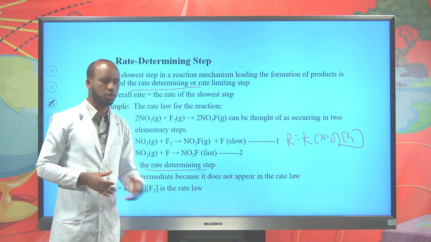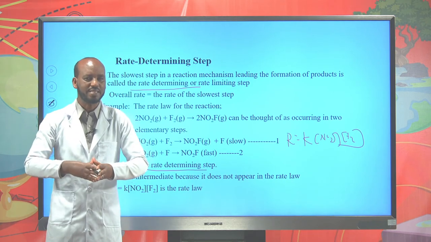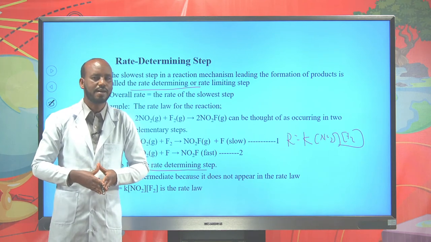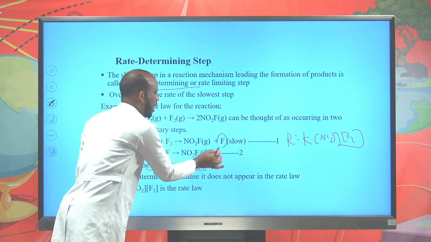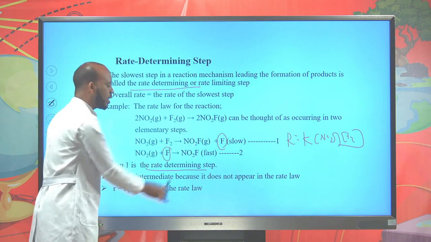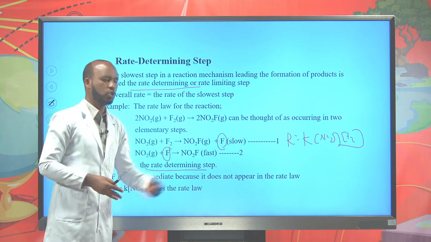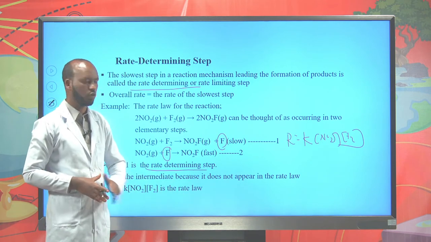F is the intermediate. Intermediates are chemical species that occur as a product in one elementary reaction and act as a reactant in another elementary reaction. If you look at this reaction, F here appears as a product, here it acts as a reactant. Intermediates do not appear in the overall reaction. As we said, elementary reactions add up to give the overall reaction. Therefore, intermediates do not appear in the rate law expression. F is the intermediate because it does not appear in the rate law. The rate of this reaction, k times the concentration of NO2 times the concentration of F2, is the rate law for this reaction.